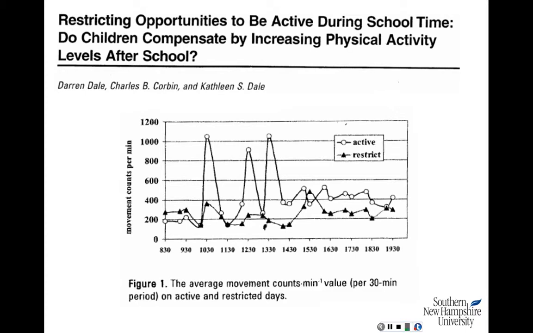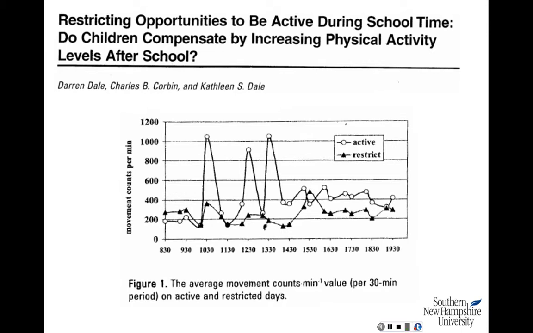Okay, so what you're looking at on the screen is a graph of movement counts per minute. So they had the kids wear these little devices called accelerometers. It measures movement, almost like a pedometer that measures steps, but in this case it measures how much and how intensely you move. It's a little device you wear on your belt. And so these are movement counts per minute. On the x-axis is time during the day, 8:30 in the morning, 9:30 in the morning, etc. And then the open circles are the active day, and the black triangles are the restricted day.